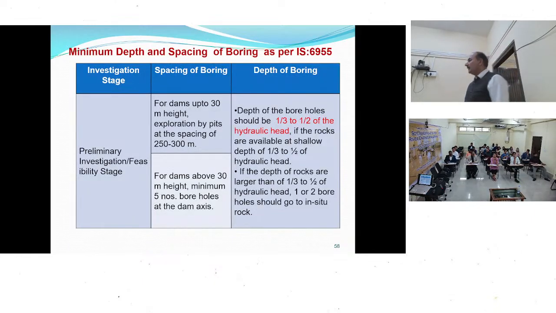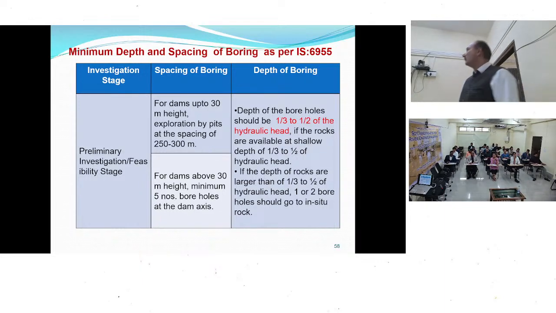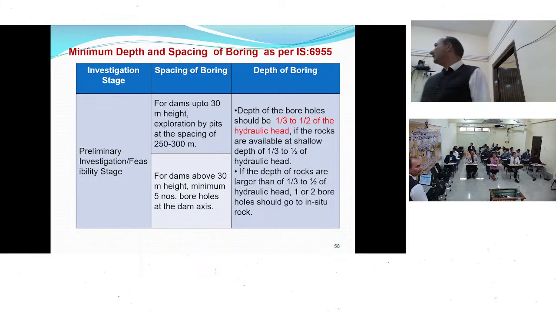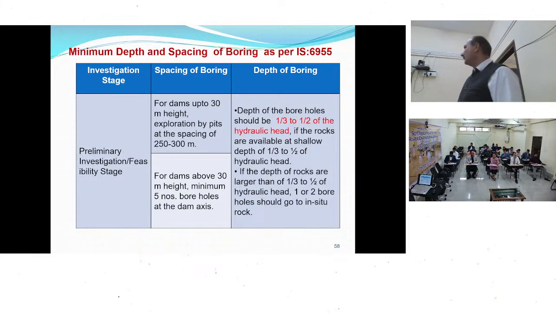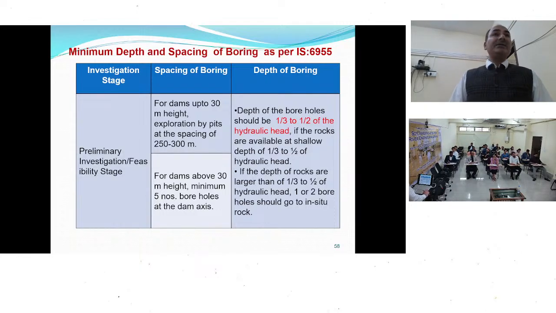But nowadays, IS code 6955 has made this clear: what should be the depth of the boreholes and how many boreholes you have to take. According to IS 6955, if your project is in the preliminary stage and the dam height is up to 30 meter, then the depth of the borehole should be one third to half of the hydraulic head, if the rocks are available. But if your dam height is more than 30 meter, then one or two boreholes should go to the hard rock. This is regarding the preliminary investigation stage.